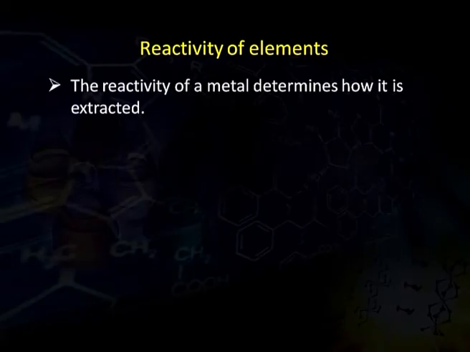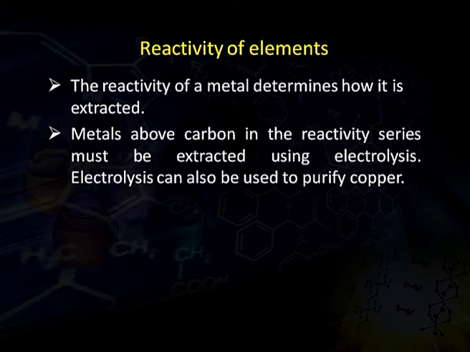Any element can be obtained in its pure form by certain processes of purification, broadly classified as physical and chemical separation techniques. The reactivity of a metal determines how it can be extracted. The metals above carbon in the reactivity series, the electrochemical series, must be extracted using the electrolysis process. Electrolysis can also be used to purify copper.